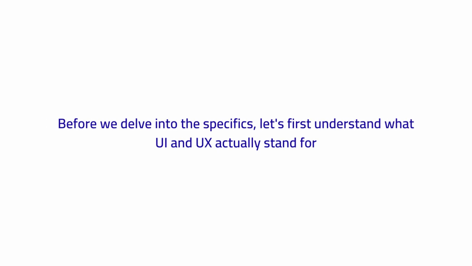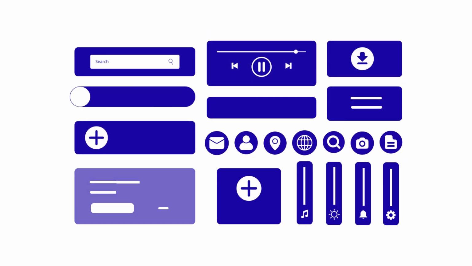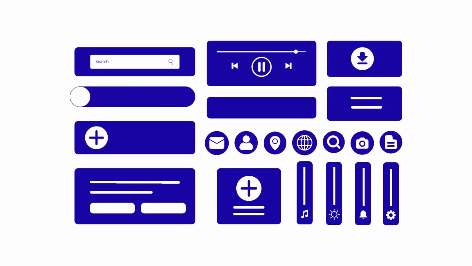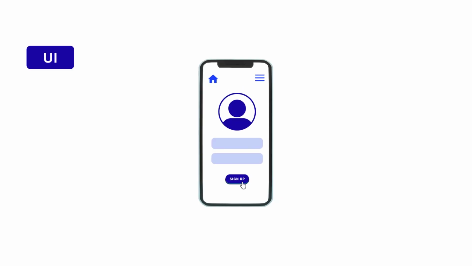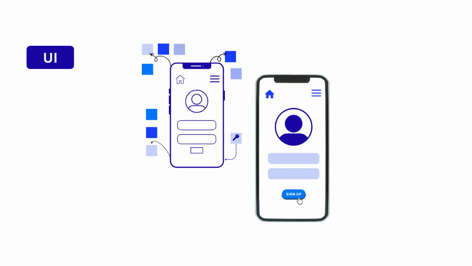Before we delve into the specifics, let's first understand what UI and UX actually stand for. UI stands for user interface, while UX stands for user experience. UI refers to the visual elements and design components that users interact with when using a digital product. It includes the layout, colors, typography, buttons, and other graphical elements.